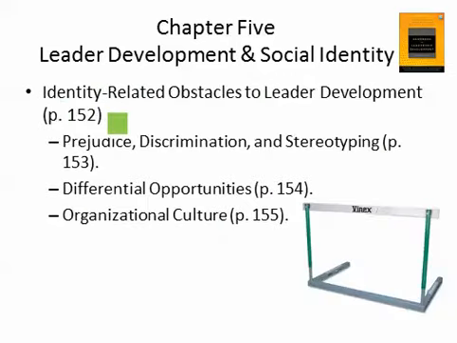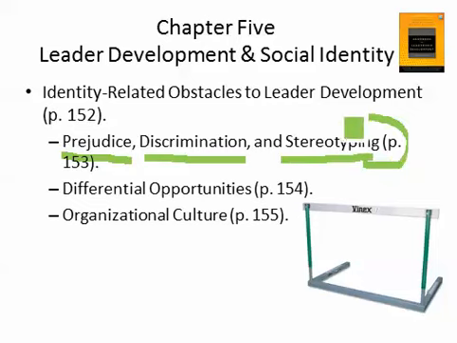Okay, so identity-related obstacles to leader development include things like prejudice. Now, there's a difference between prejudice and discrimination and stereotyping. Stereotyping, let's start here first, is simply lumping individuals into a group identity. So this particular group has these 5 characteristics, and you're an individual member of that group, so you must have those 5 characteristics.